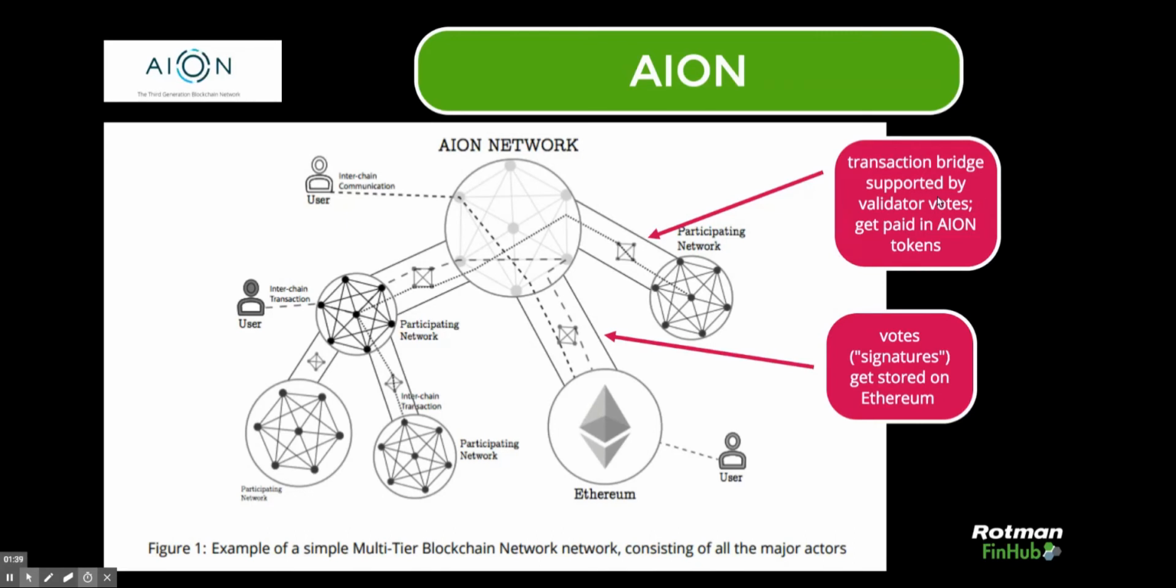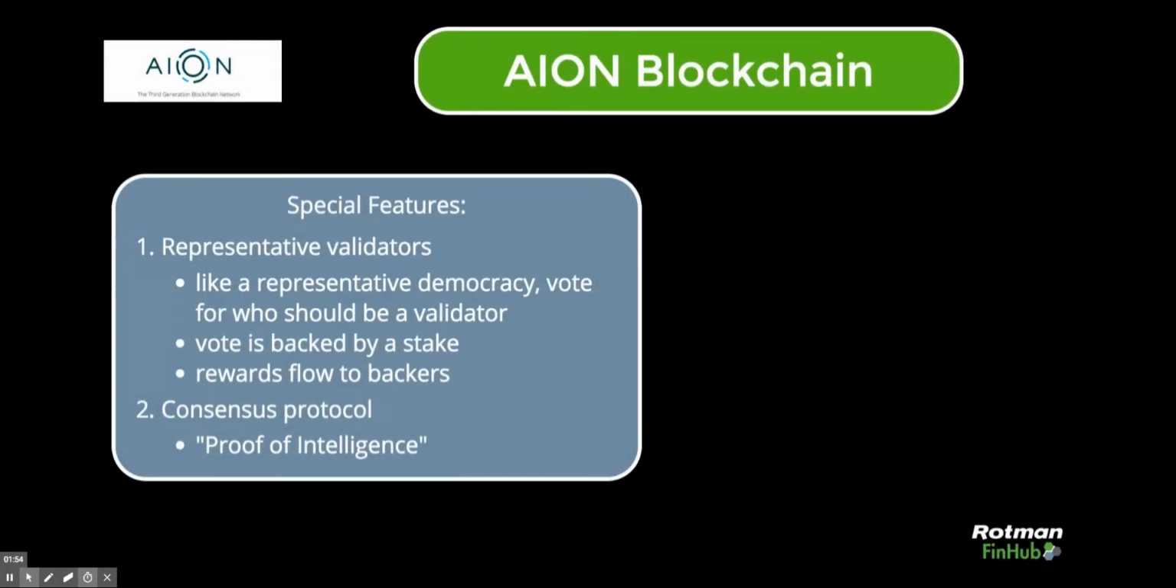What these validators do is essentially validate the transactions going in and out of a network. And the votes that they cast then get stored on the Ethereum blockchain as a permanent record of behavior. Now, the idea of these validators is that they work in a similar manner to representatives in a democracy. Anybody can vote for other validators, and they can also be voted to become a validator. And when you vote, you have to back it with a stake.